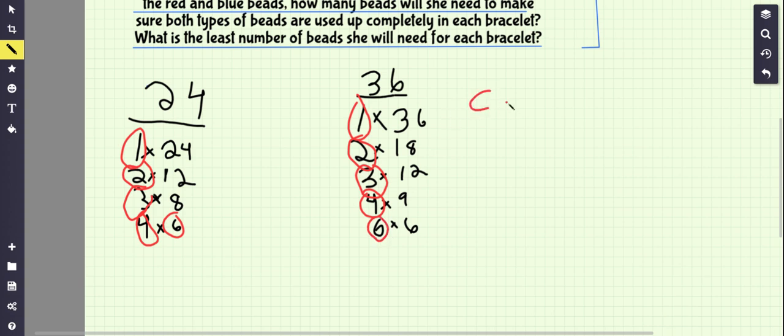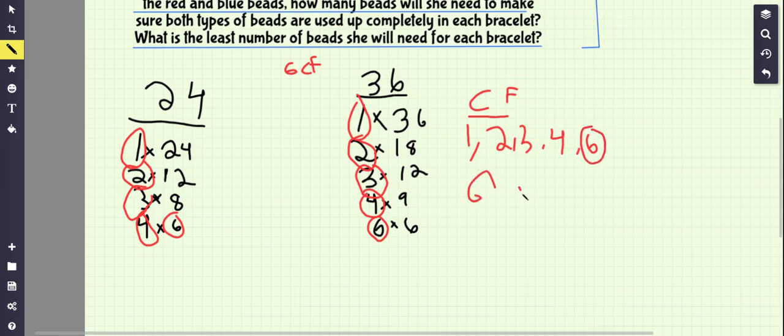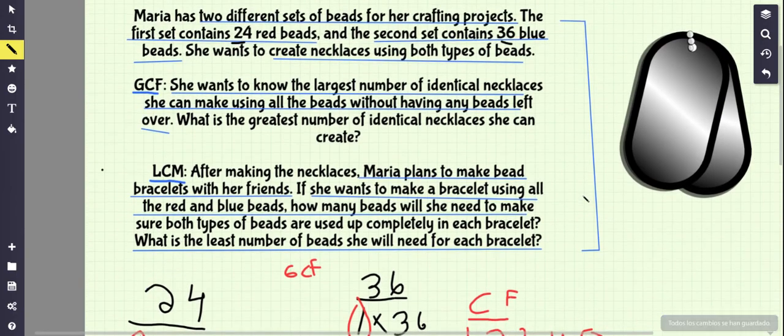Next, we're going to find the GCF. We have the common factors: 1, 2, 3, 4, and they got 6 as well. 6 is like multiplying by itself, it doesn't matter, just put 6 once. It's fine. Now the GCF equals 6.